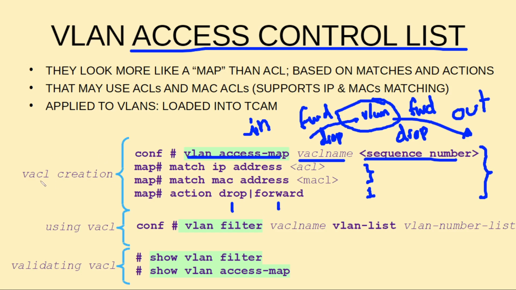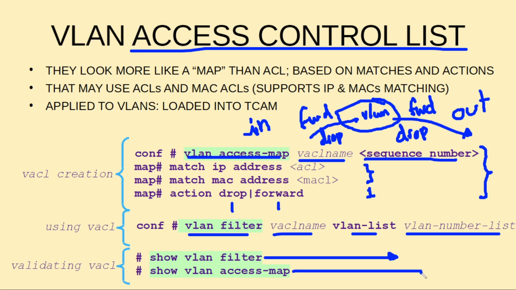Now, after configuring our VACL, we are going to assign it to one or many VLANs with the command vlan filter: vlan filter, the VACL name, and the VLAN list. In order to validate this feature, we can use the command show vlan filter in order to see to what VLANs we have assigned what VACLs, and show vlan access-map to see how our VACLs are configured.